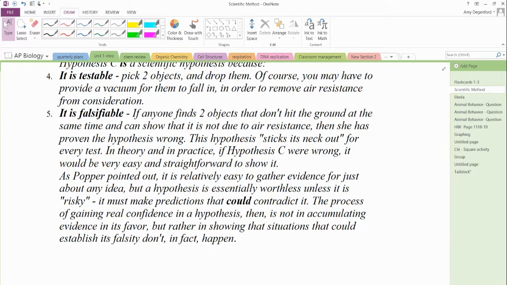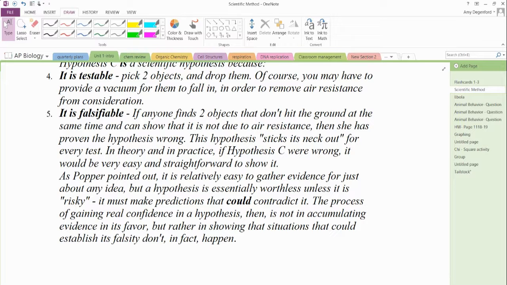It is falsifiable, and here's the kicker. If you can find any two objects that don't hit the ground at the same time and can show that it is not due to air resistance, then you have proven the hypothesis wrong. This hypothesis sticks its neck out for every test. In theory and in practice, if hypothesis C were wrong, it would be very easy and straightforward to show it.